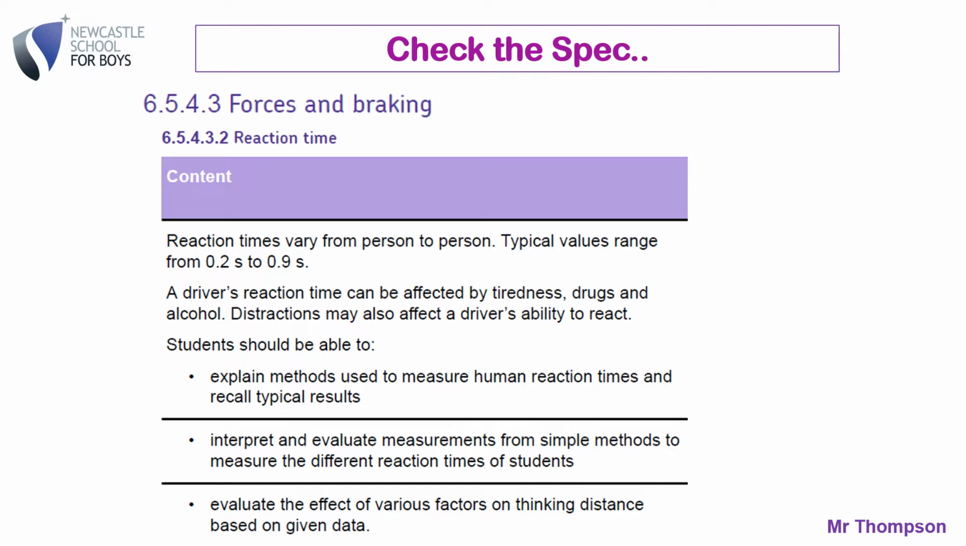Students should be able to explain methods used to measure human reaction times and recall typical results. Interpret and evaluate measurements from simple methods to measure the different reaction times of students and evaluate the effect of various factors on thinking distance given data. Now this links a bit with biology where you can measure your reaction time, so we'll talk about that when we get back into school.